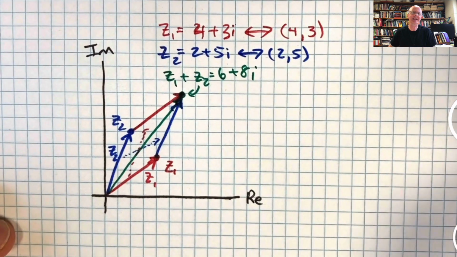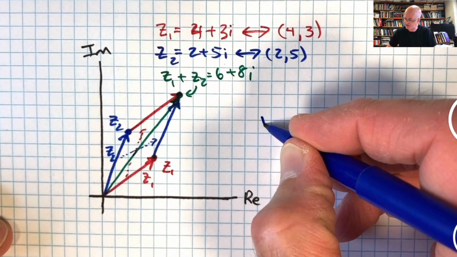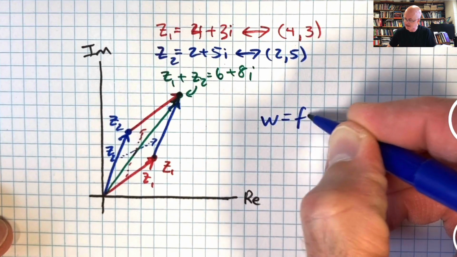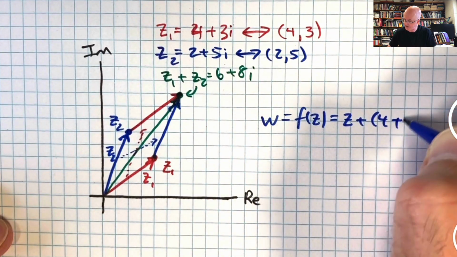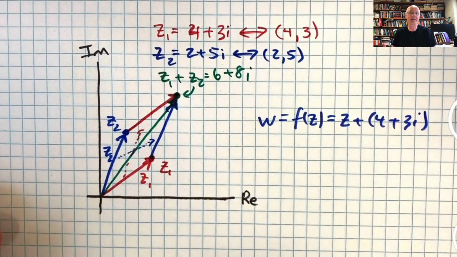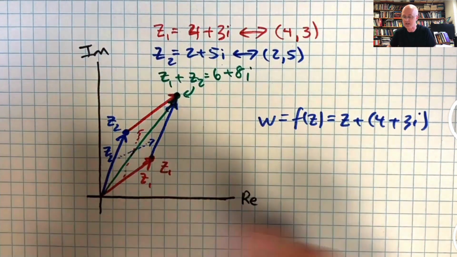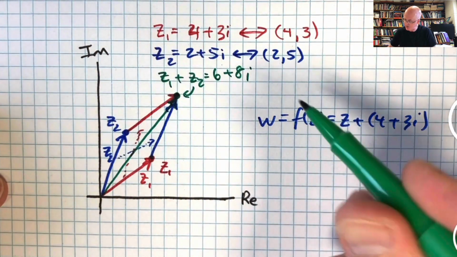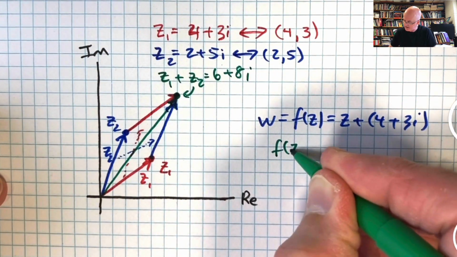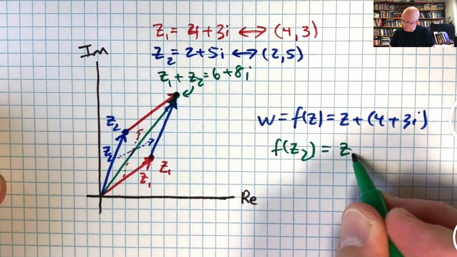If I go back to thinking of this complex number addition in terms of functions, once again write w equals f of z equals z plus 4 plus 3i, I could also think of this in terms of a translation of a point, or translations of points, any point that I want. I could plug in z2 into this like I did before, and what do I get? I get the sum z1 plus z2.